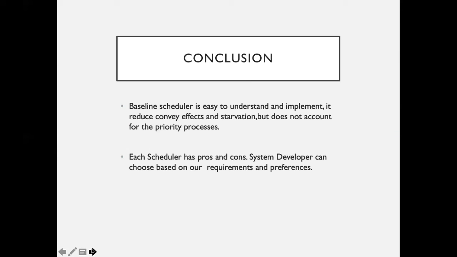In conclusion, the algorithms used for implementation of the baseline scheduler made it easy to understand and implement, and reduce convoy effects and starvation, but it does not account for the priority of processes like some of the other common CPU scheduling methodologies. Each scheduling algorithm has its pros and cons, so it's up to the system developer to decide how they implement their CPU scheduler depending on their system requirements or preferences.